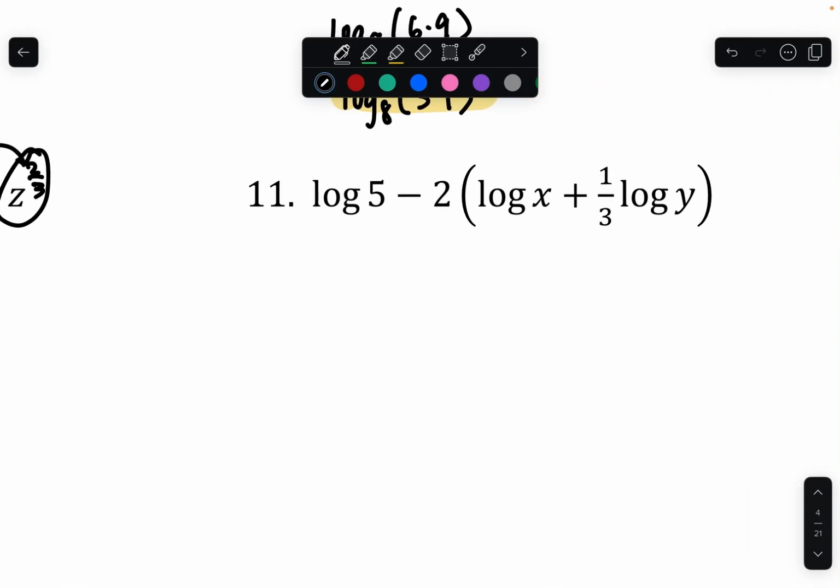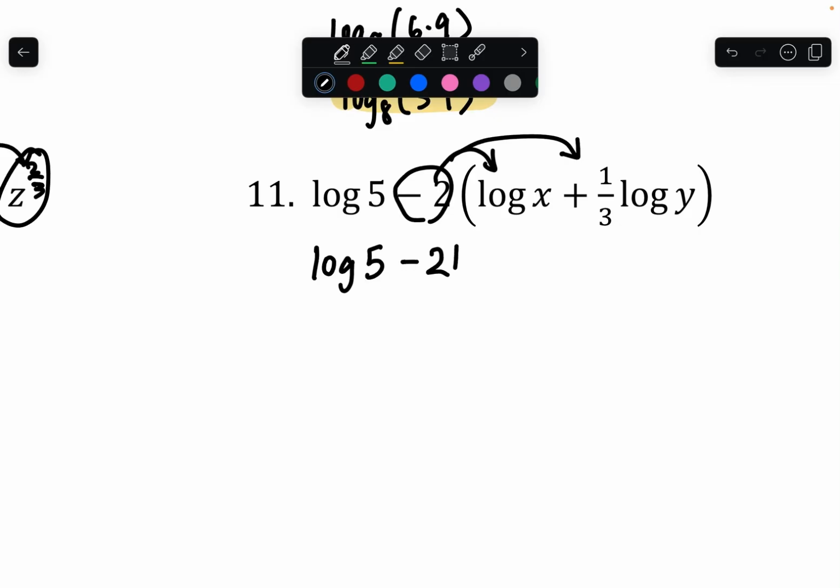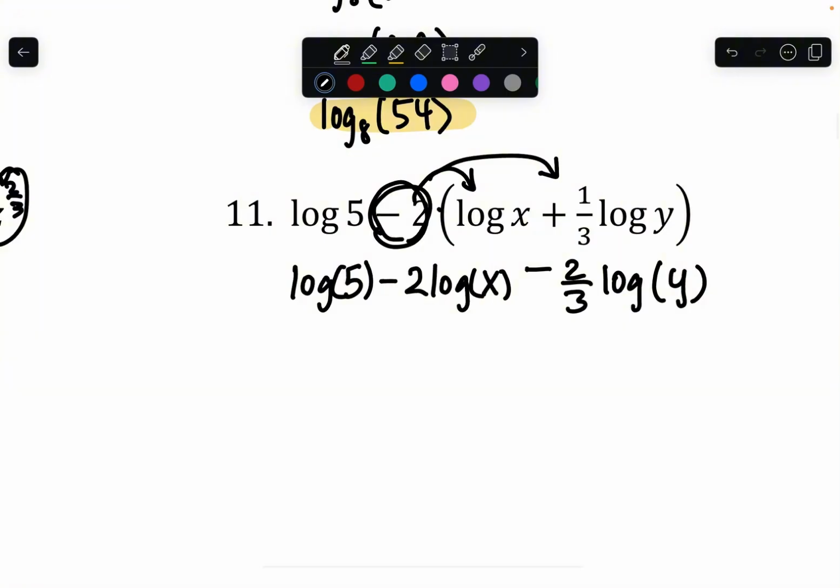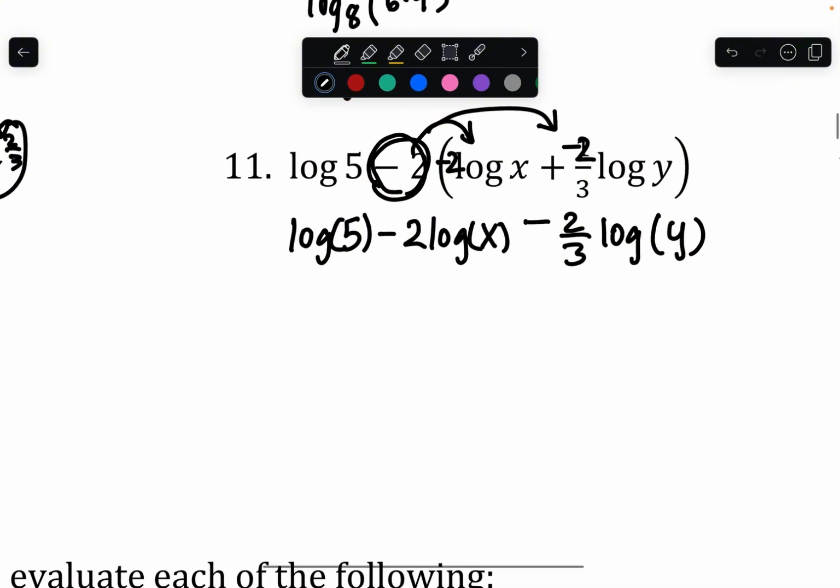Okay, here, if you have a set of parentheses, go ahead and distribute that multiplier to each log inside. So that would be minus 2 log of x, and then minus 2/3 log y. I like to do the parentheses to really see what's inside versus outside. And so I distributed a -2. So -2, -2/3. That's why I have minus signs now.